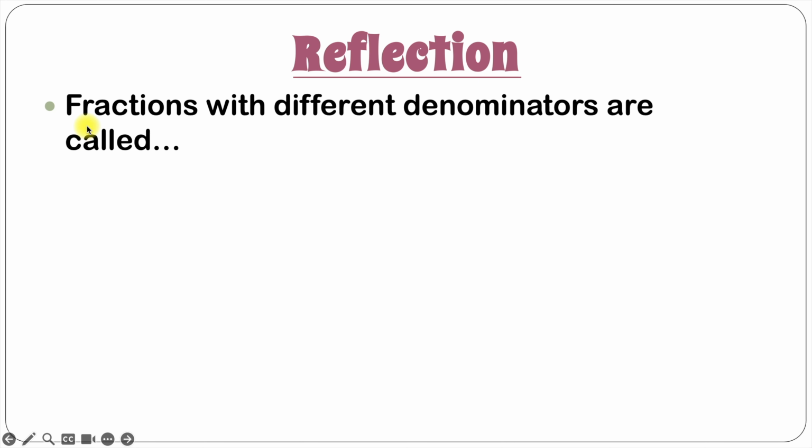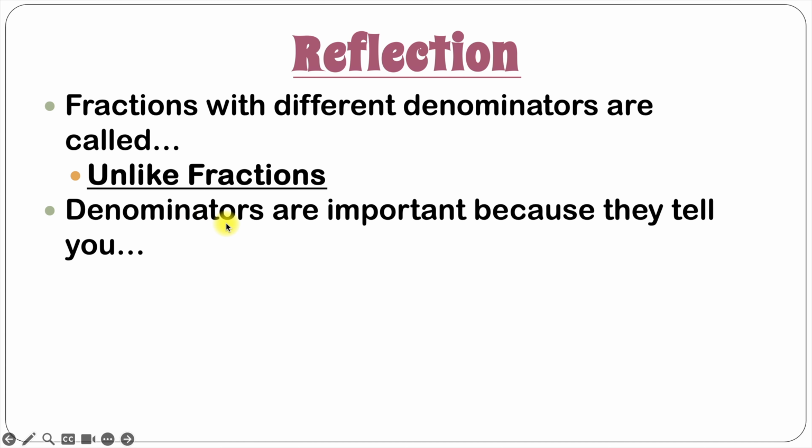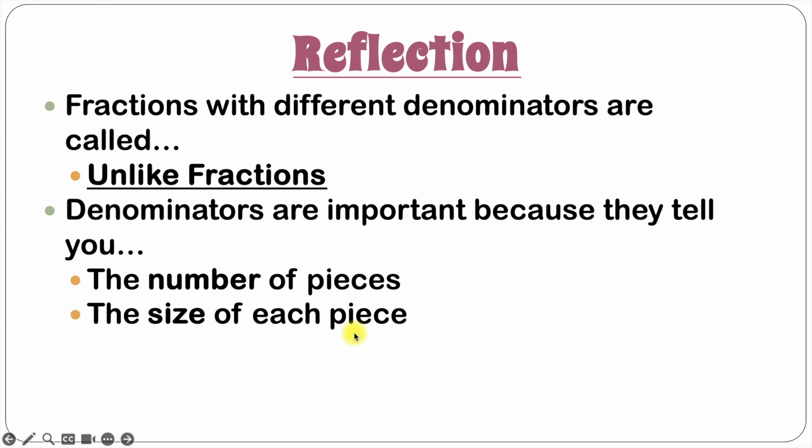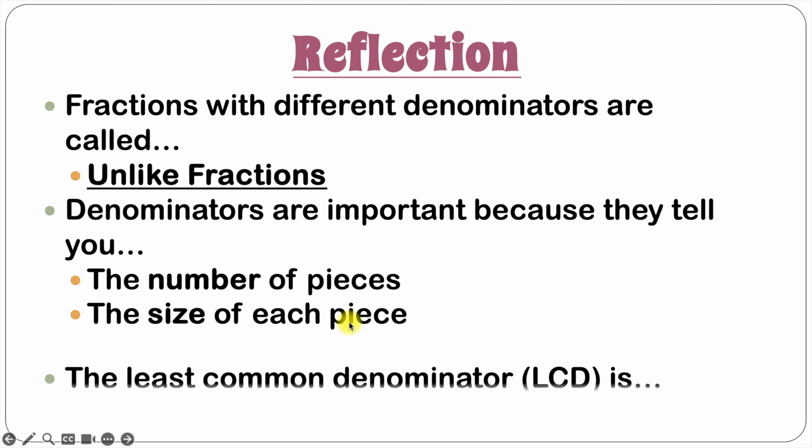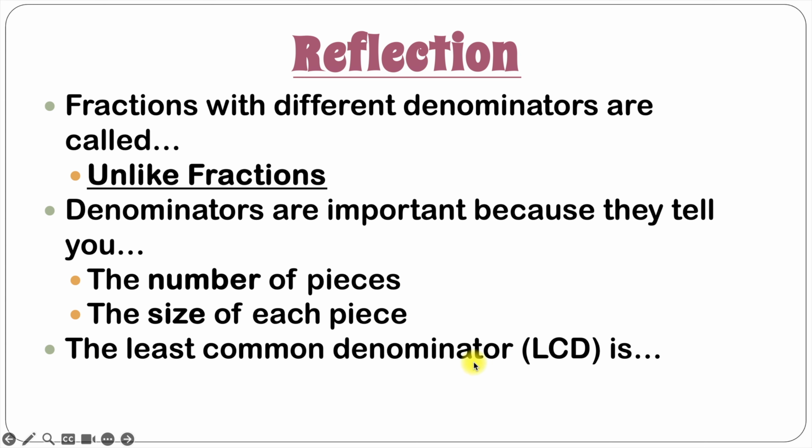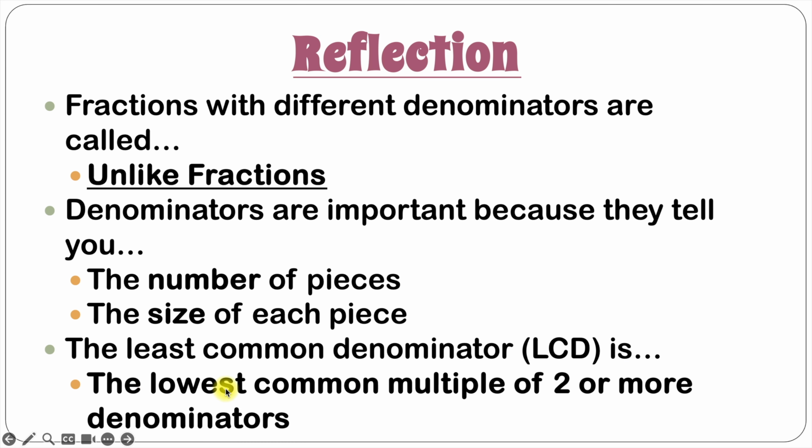So what did we learn today? Fractions with different denominators are called unlike fractions. Denominators are important because they tell you the number of pieces in one whole and the size of each piece. The least common denominator, or the LCD, is the lowest common multiple of two or more denominators.